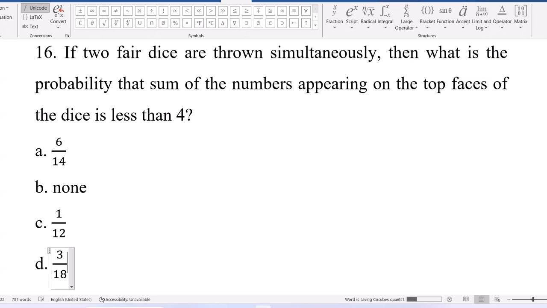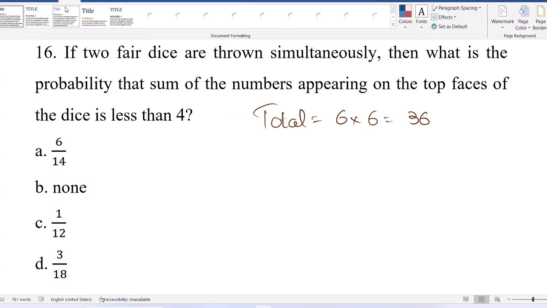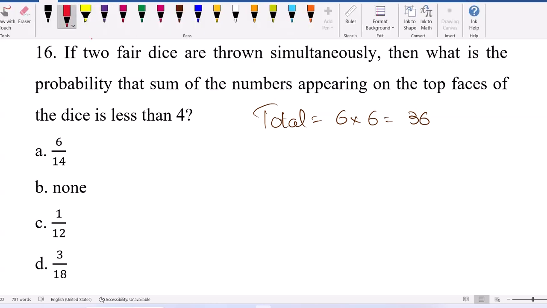When two fair dice are thrown, obviously the total outcomes are nothing but 6 into 6, 36. But what they are asking is that the sum of the numbers appearing on the top faces is less than 4. Less than 4 means the sum must be equal to 2 or 3. For sum 2, there is only one chance. For sum 3, there are two chances. So favorable is only 3.